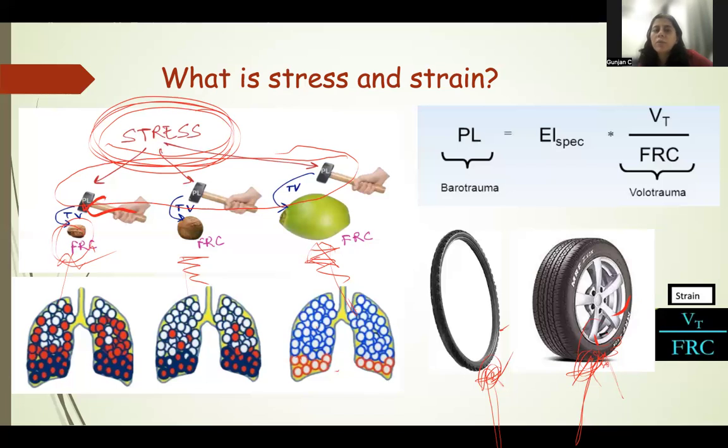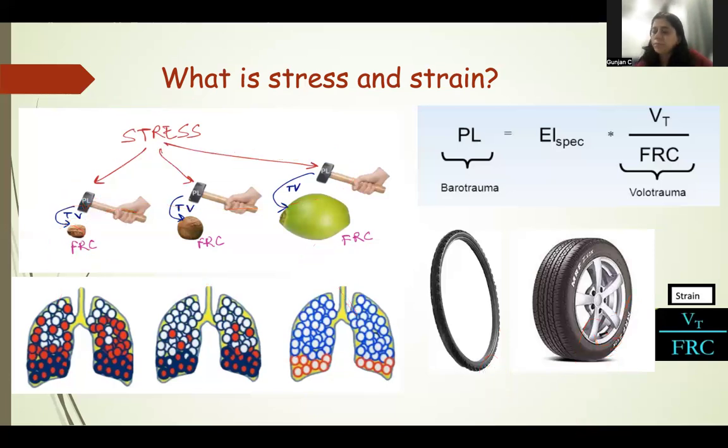So this is the difference between the stress and the strain. By giving the stress, in a way, I'm giving a barotrauma. And when I'm making a change in the volume or change in the shape of the lungs, when I deliver that pressure and the flow that happens, I am actually delivering a volume trauma. Okay, so this is the difference between the stress and the strain.